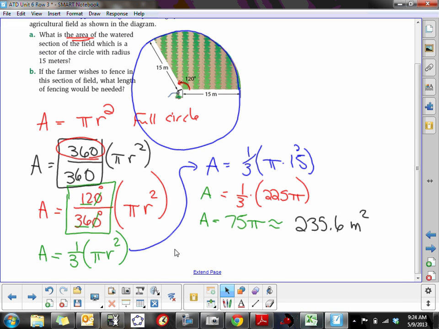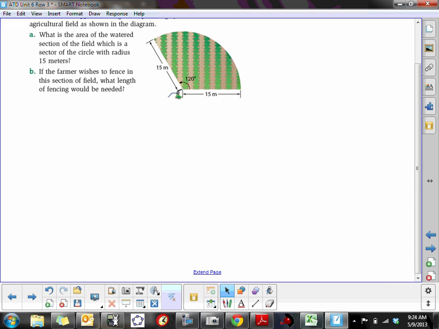Part B comes back to a different concept, and this time he wants to put a fence around the section. Now, when he fences this, the farmer not only wants to put a fence around the curved portion of it, but he also wants to put a fence around the straight sections of it. So we have to consider both. The straight sections are pretty easy. We need 15 and 15, so we need 30 meters of fencing for the straight sections.